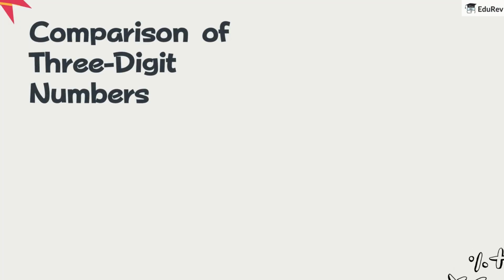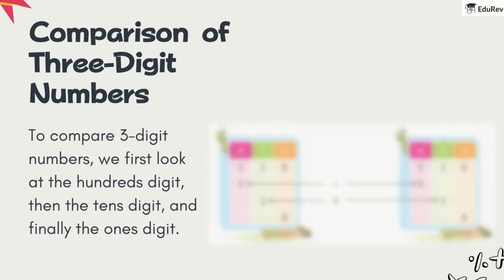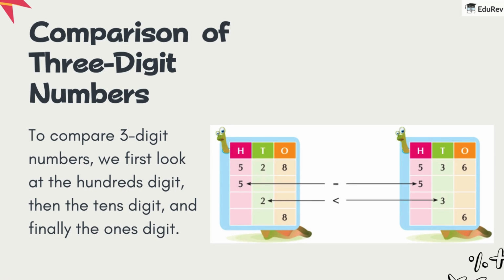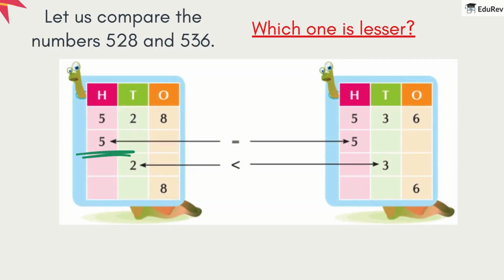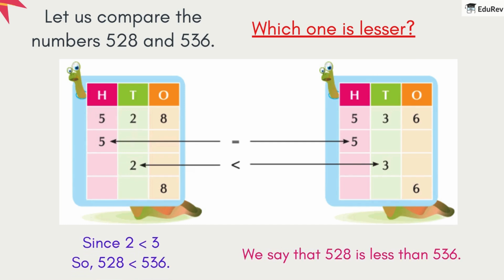Now, let's learn how to compare 3-digit numbers. To compare 3-digit numbers, we first look at the hundreds digit, then the tens digit, and finally the ones digit. For instance, let us compare the numbers 528 and 536, which is lesser. We see that the hundreds digit is the same, which is 5. Now, we move to the tens place. In 528, the tens digit is 2, while in 536, the tens digit is 3. Since 2 is less than 3, we can say that 528 is less than 536.